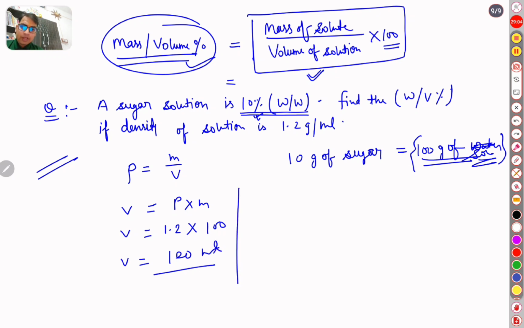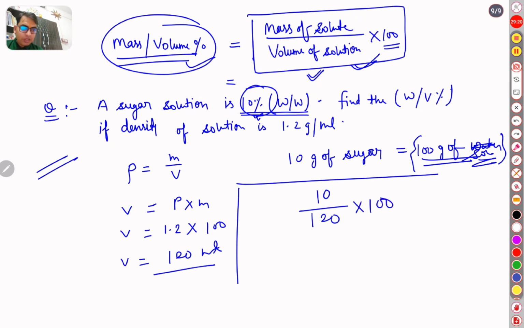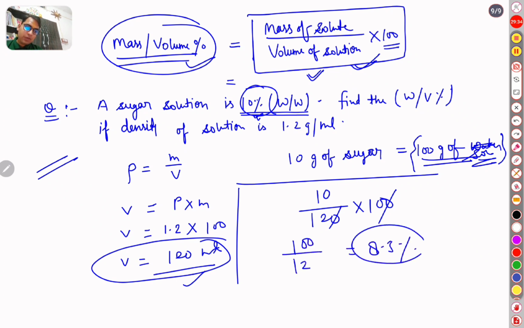Now we will solve this question by using this formula: mass of solute, which is given as 10%, meaning 10 gram, by volume of solution, into 100. This is the volume of solution. The tens cancel, now it will be 100 by 12, and the answer will be 8.5% approx. I hope you understand properly.